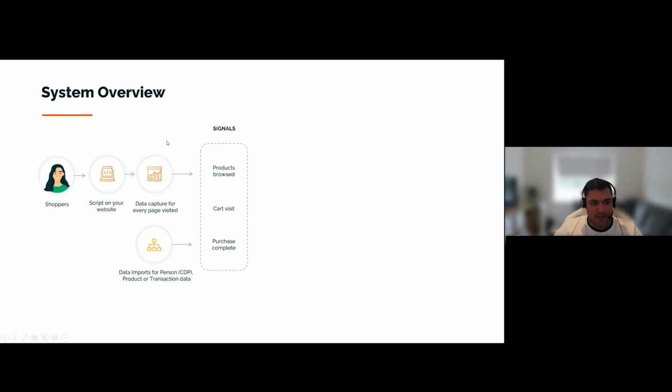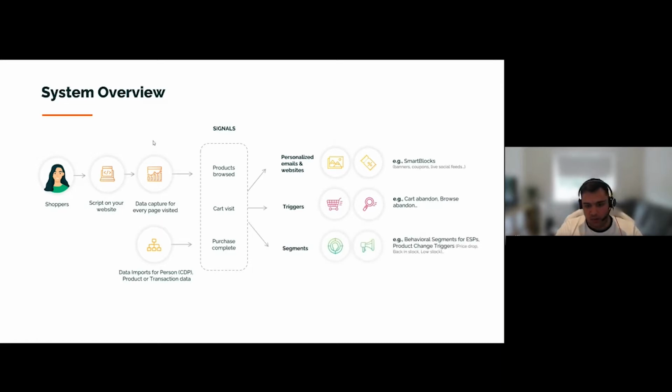From there, using that data, we can do one of three things. We can do personalized emails and websites with smart blocks. We can do triggers, which is what we're going to be covering today. And then also we can do segments, where we can look to analyze customers, as well as do some funky price drop, back in stock, and low stock emails.